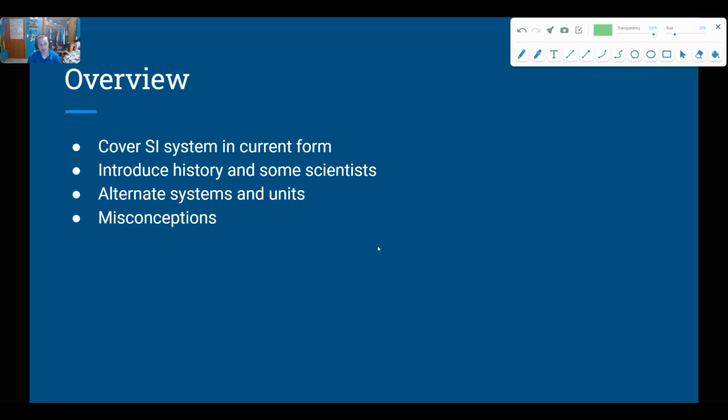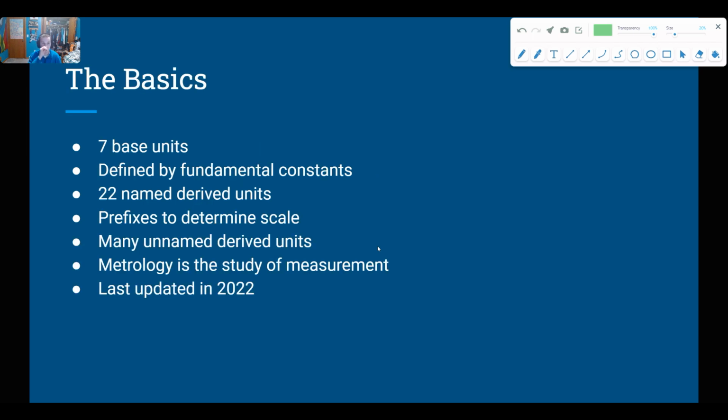So what we're going to be doing here today, covering the SI system, System International. If you are French, I'm sure I didn't pronounce that right, but if you're French, let me know. We're going to introduce a little bit of the history behind the SI system and how it's changed over time, and then mention some of the scientists who units are named after. At the end, we'll talk a little bit about alternative systems and alternative units. And then along the way, we'll cover some misconceptions and things that some people get wrong about what SI does and does not do.